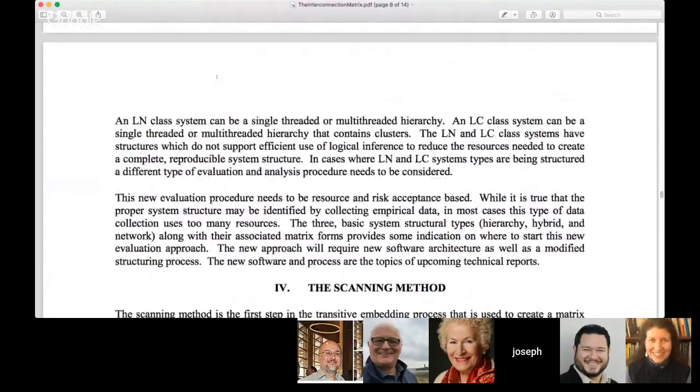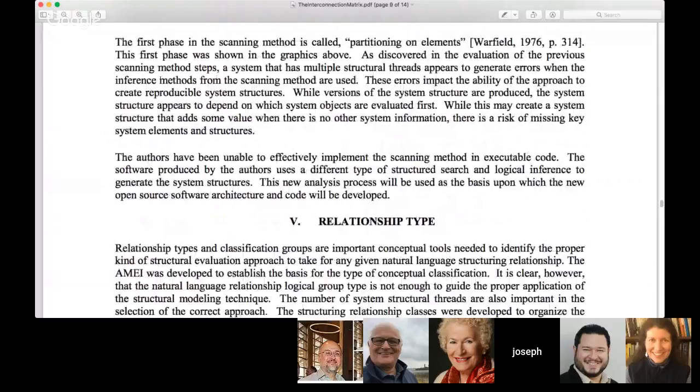When we talk about the scanning method, it said here we were basically unable to effectively implement. So we've done different implementations. This code's available on GitHub, on the web. We'll be talking about that more in next month's report: what's available, a little bit how it works, and the things that we are going to change as we go forward and develop our next set of open source software.